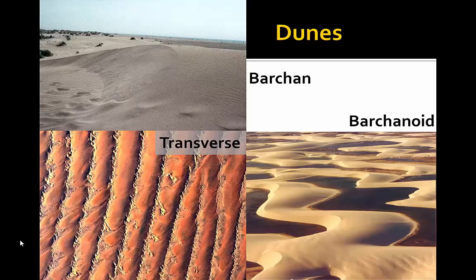In the case of barchan dunes on the upper left, there's a relatively limited amount of sand. In that case, you form isolated dunes. In the case of transverse dunes, you have an abundant amount of sand. So instead of these isolated dunes, you have elongated ridges. Barchanoid is in between, where you have a moderate amount of sand. Instead of isolated dunes, you have dunes that kind of curve into each other. So you have this curvy surface instead of the straight dunes that you have in transverse.